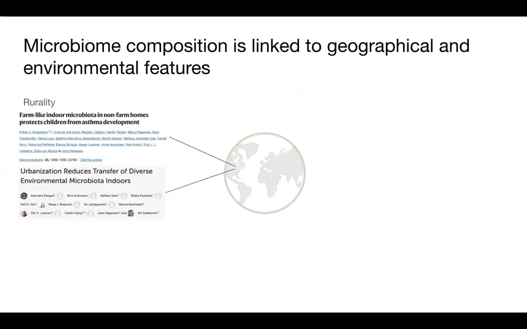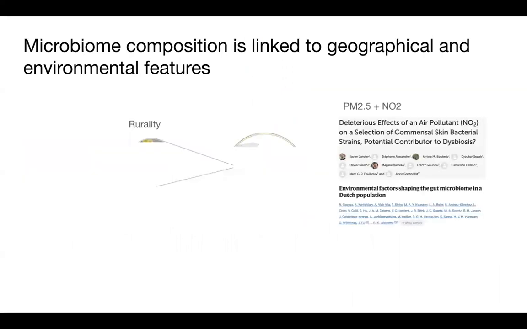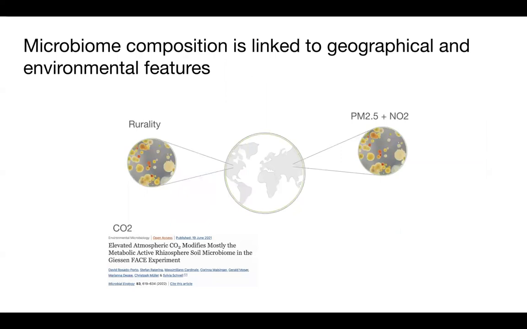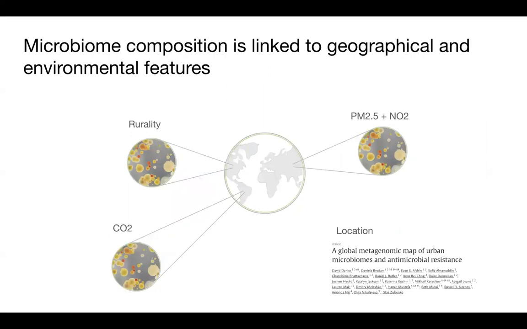Specific microbiome signatures have been linked to a number of different environmental characteristics, which can have both positive and negative impacts on human health. For example, living in rural areas and with rural microbiomes has been shown to decrease risk of developing asthma in children and has shown benefits to adults moving to rural locations as well. Small particulate matter and nitrogen dioxide have been shown to negatively impact our skin microbiota. And greenhouse gases, such as carbon dioxide, have been shown to alter the rhizosphere soil microbiome. In addition to this, locations have been shown to be classifiable to a high accuracy at a city level based purely on their microbiome compositions.